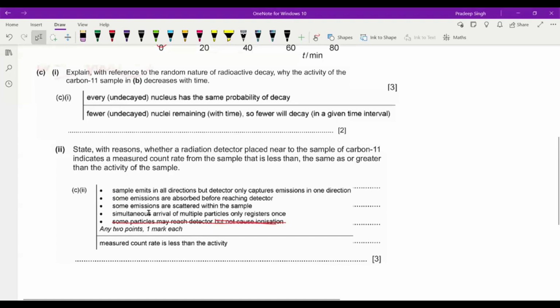It's a bit confusing, but ignore the third part also. It's sort of overlapping. The second point is good enough. Some emissions are absorbed before reaching the detector. And the fourth point is also clear. Fine. Rakin, check once done.